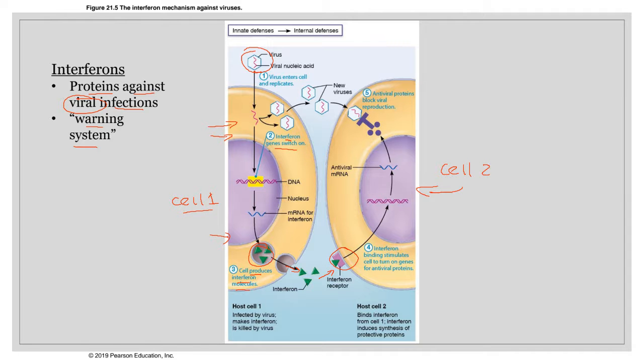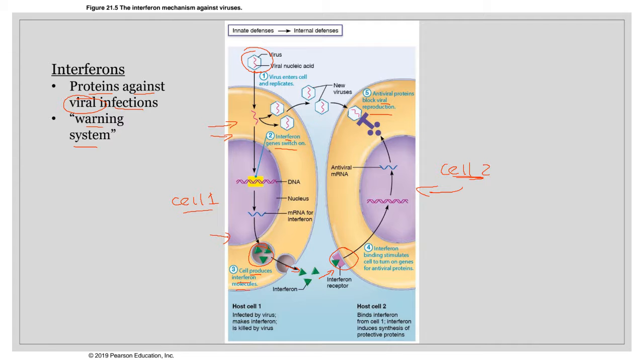Well, guess what? Cell number two now has received this message. The message is there is a virus around here. So now cell number two is going to protect itself. It's going to make proteins, for example, that block viral reproduction.